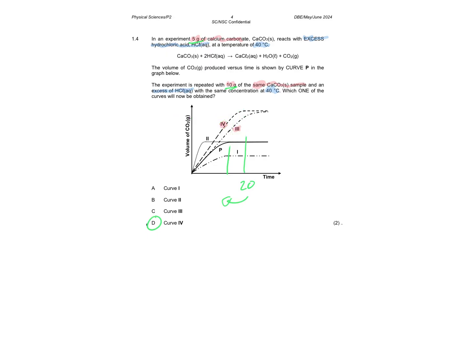So step 1, we need it to be a higher graph. Because there's more reactant, we will make more product. So that immediately tells us it's not number 1 or number 2. So again, we're immediately guessing between 2. And because there's more reactant, the reaction will happen faster.